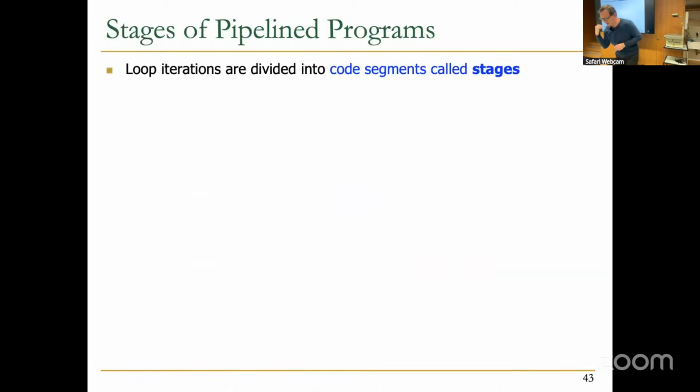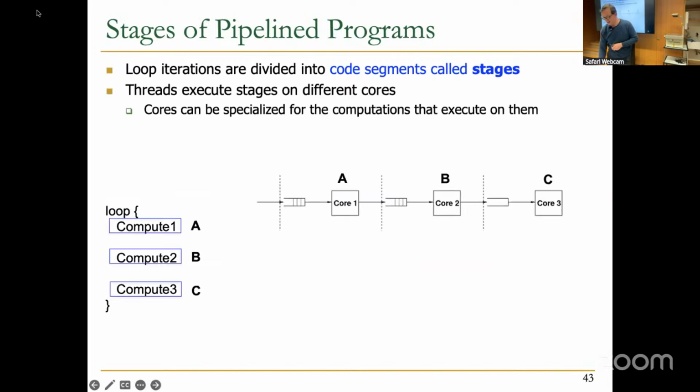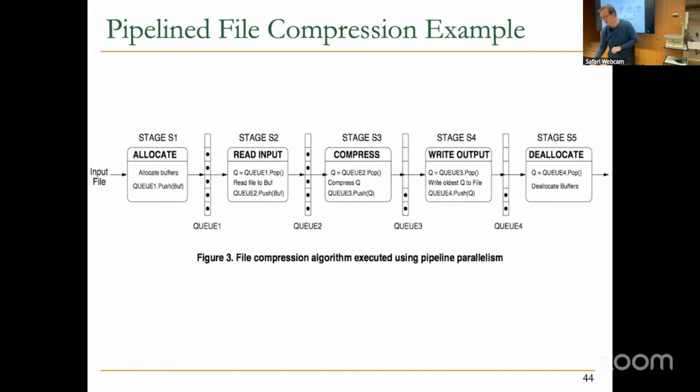Let me actually look at this a little bit more. Essentially, we divide the loop iteration into stages. And you could have threads execute stages on different cores. And now I'm generalizing. That's why I'm using this terminology. And the core, or a processing element, can be specialized for the computation that executes on it, right? And then you have some communication mechanisms between them. So this is systolic computation if you do this. And this is one example.